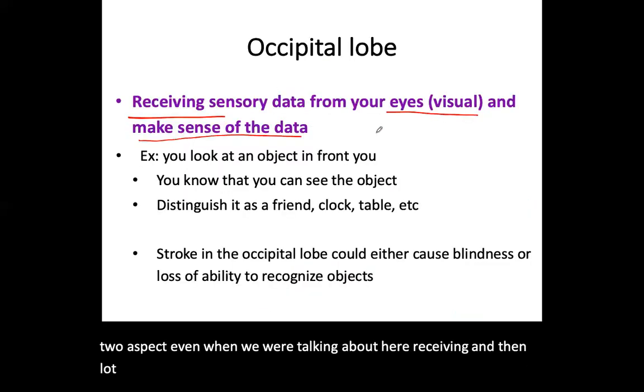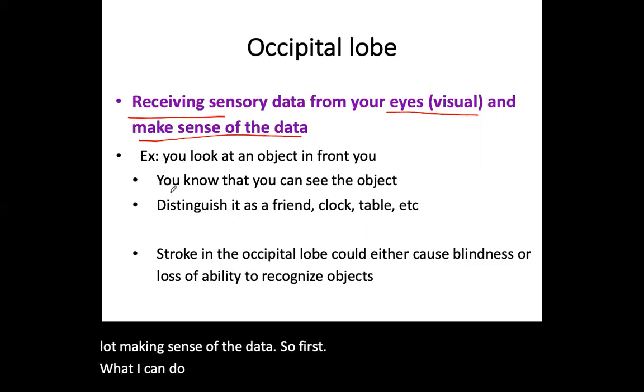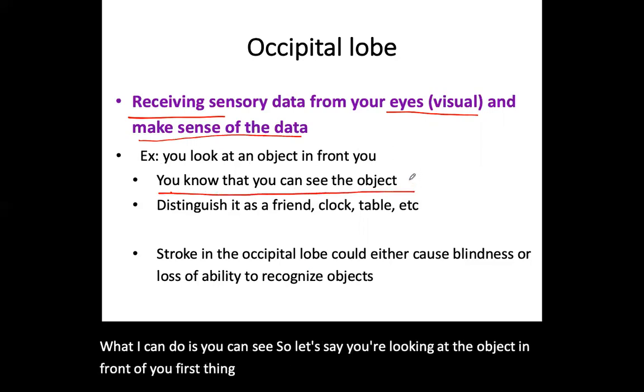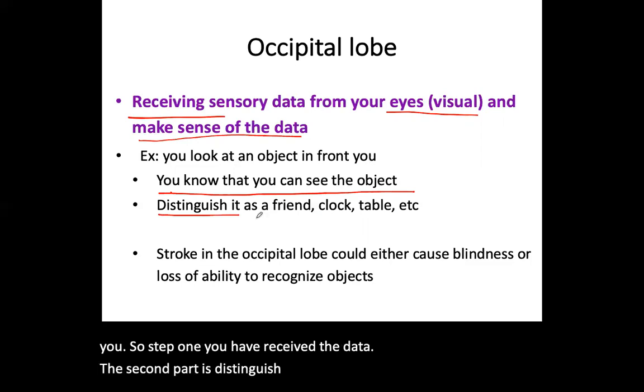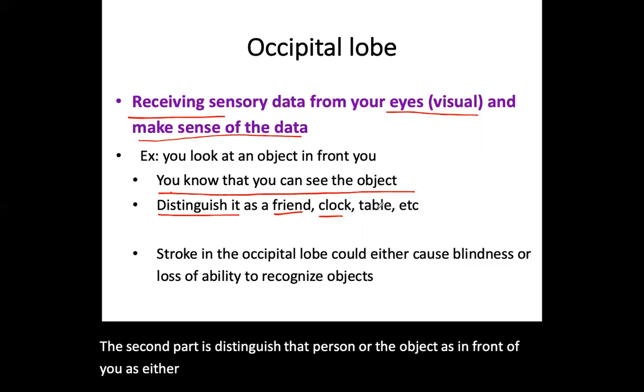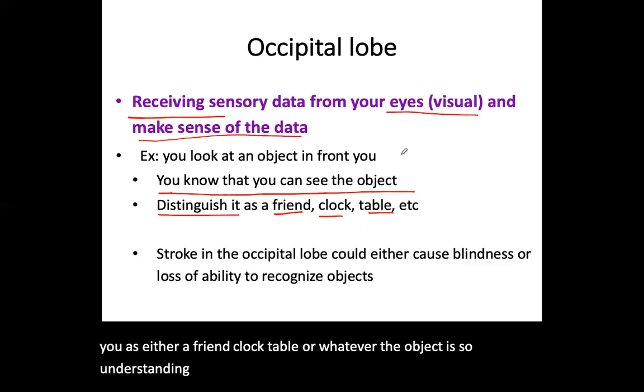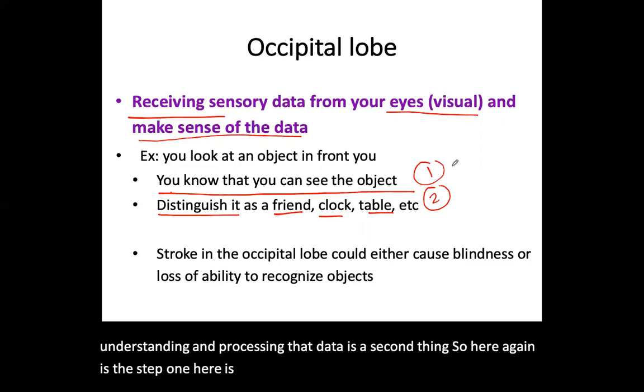Making sense of the data. So first, let's say you're looking at an object in front of you. First thing is that you can see there is something in front of you. So step 1, you have received the data. The second part is to distinguish that person or that object in front of you as either a friend, a clock, a table, or whatever the object is. So understanding and processing that data is the second thing. So here again is step 1, here is step 2. Receive, right? Versus what? Making sense of the data.